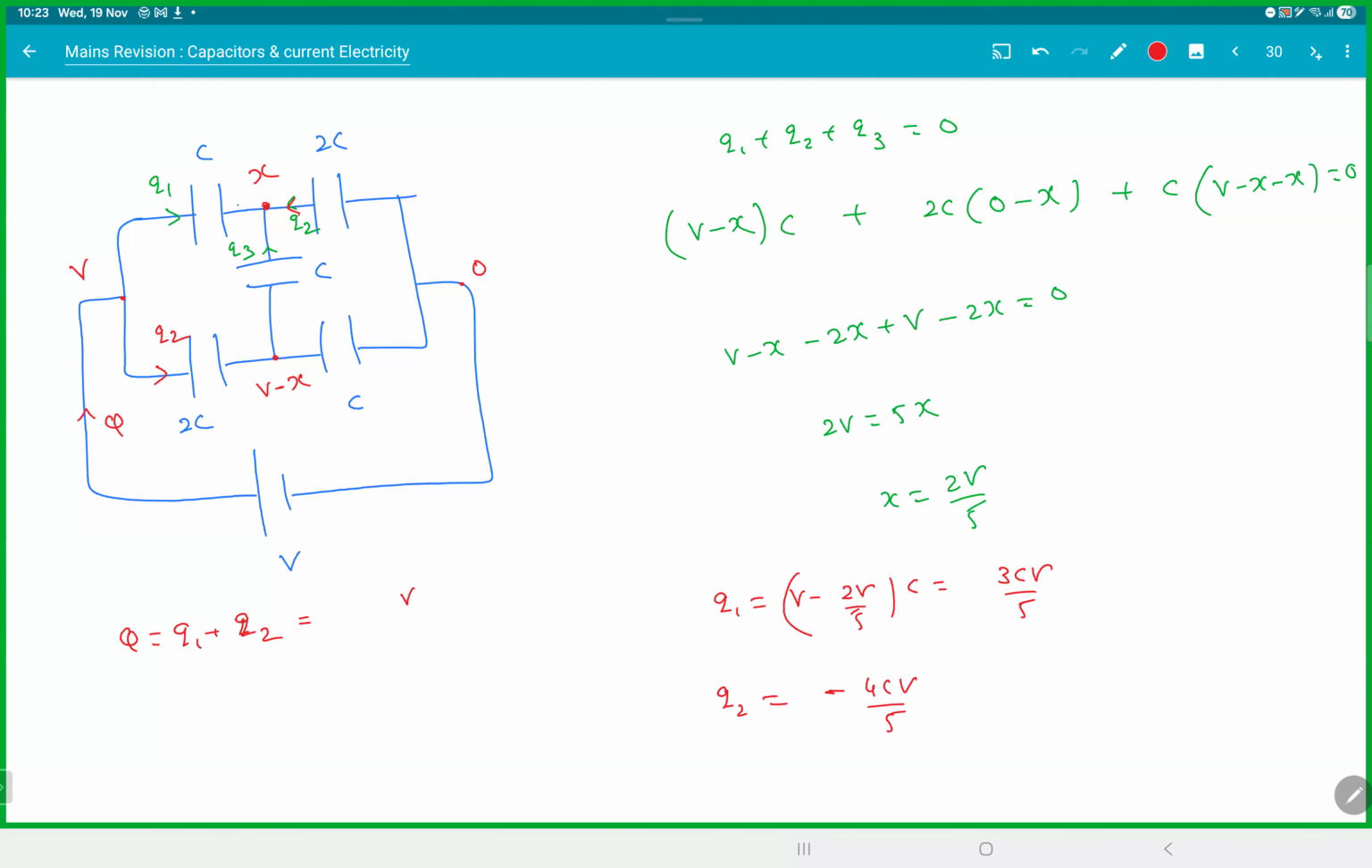Something I goofed up. Q2 should be in the other direction actually. I should assume Q2 is flowing that way, because if I assume Q2 is coming this way, by symmetry it should go that way. That will be Q1 minus Q2. I could have taken charges going in any direction, it wouldn't have mattered. So Q1, Q2 are there, then I think you're done, right?